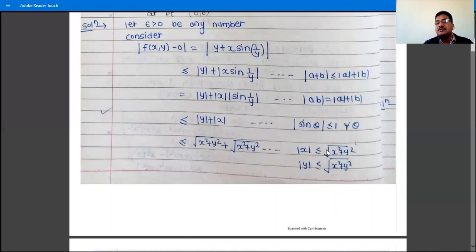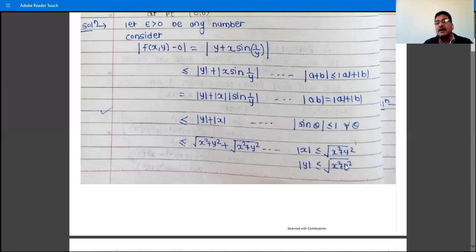When are both sides equal? If y is 0, then y square is 0 and root x square is mod x, then both sides are the same. But if y is not equal to 0, it may be positive or negative, then its square is positive. And so if we add y square inside the root, then it is larger than this side. So obviously if y is 0, then both sides are the same. Otherwise this side is larger than this side.